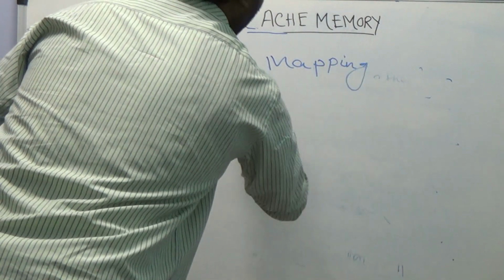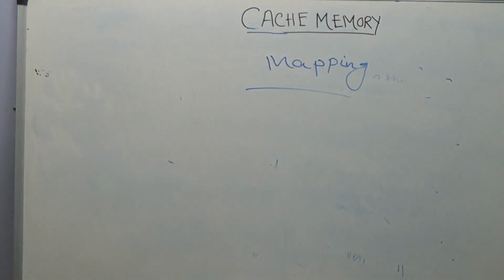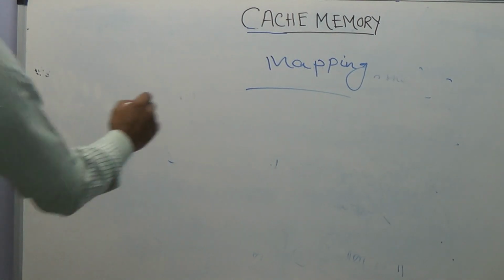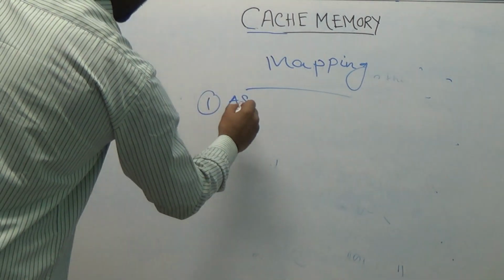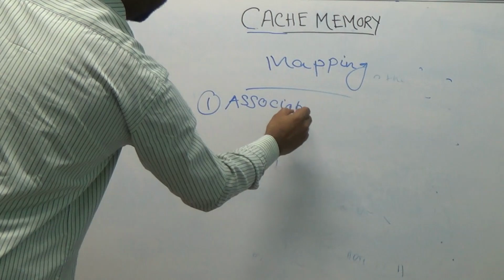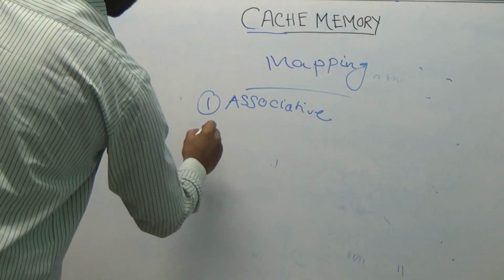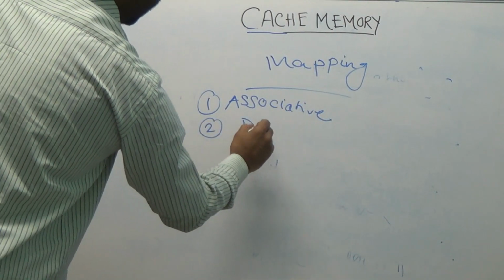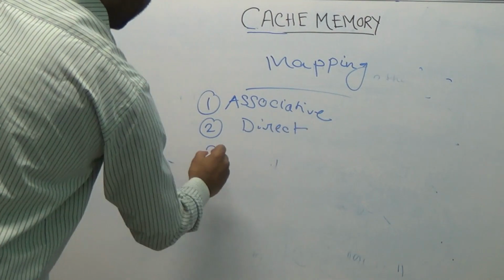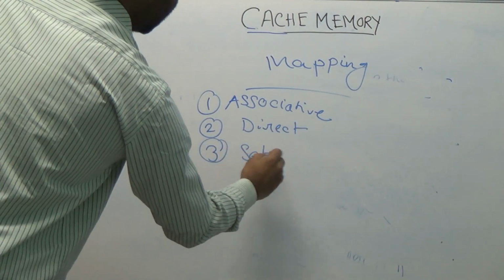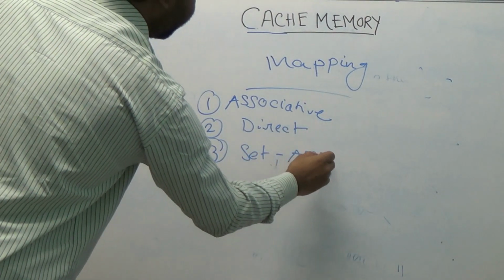Mapping. The topic is mapping. Mapping means the transformation of data from the main memory to the cache memory is called mapping. There are 3 types of mapping. Number 1 is associative. Number 2 is direct. Number 3 is set associative.